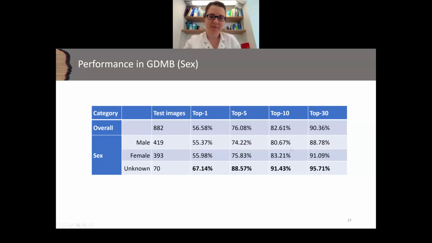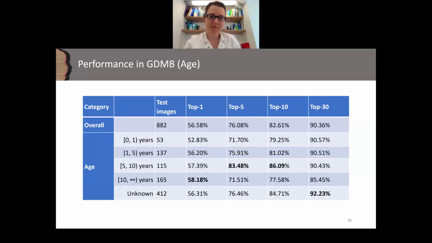So here we can see that the male and female, they achieve relatively very similar performance. I would say it is quite comparable, although still in top 10 accuracy, still around like 2 to 3% difference. But I would say it is still relatively comparable.